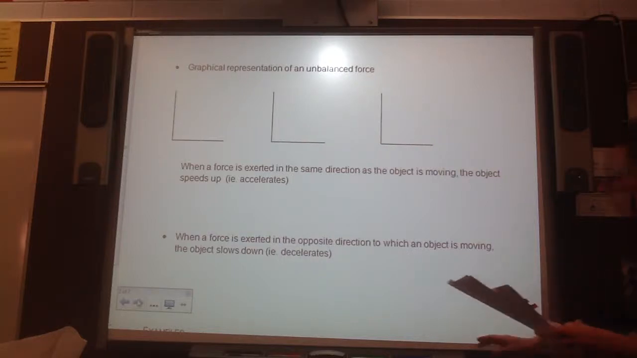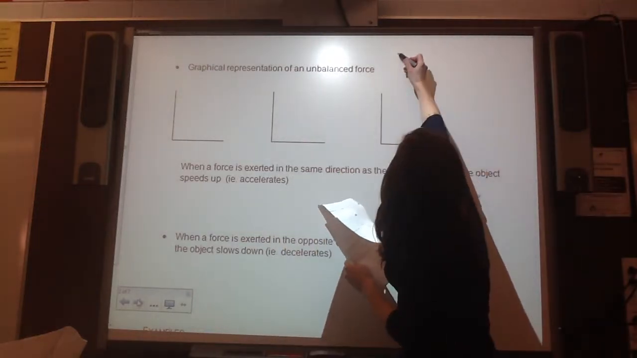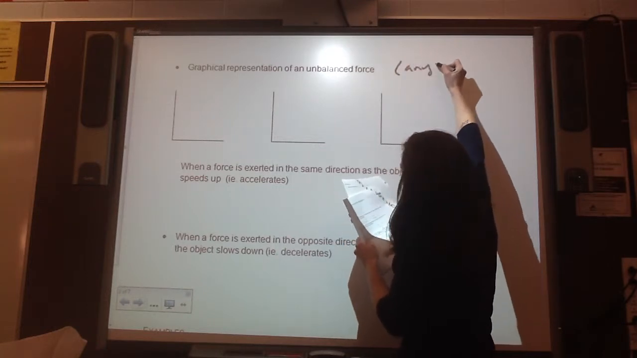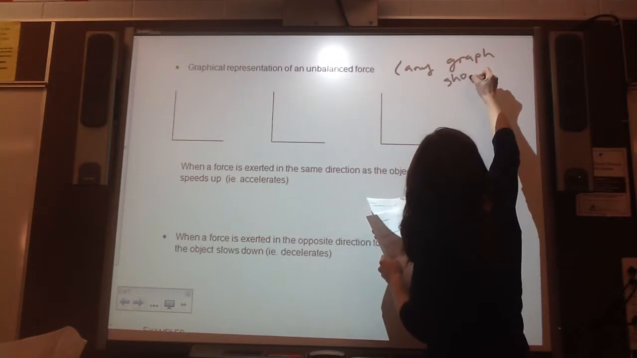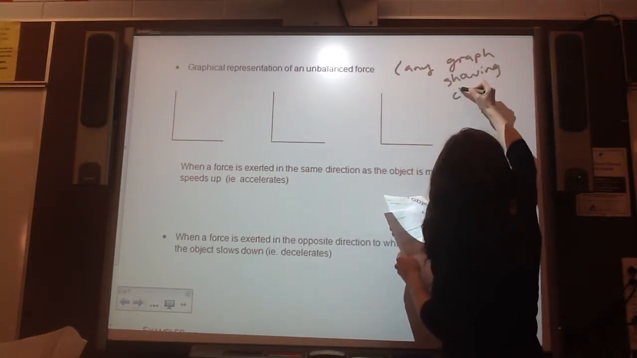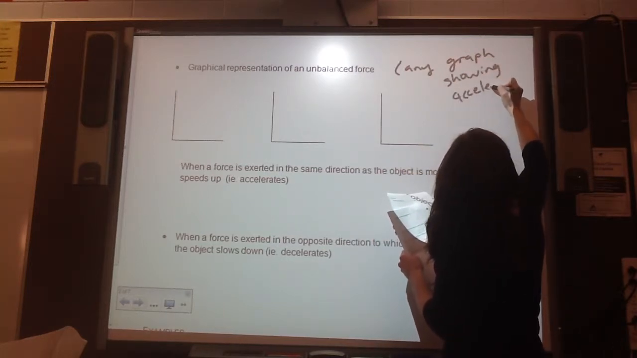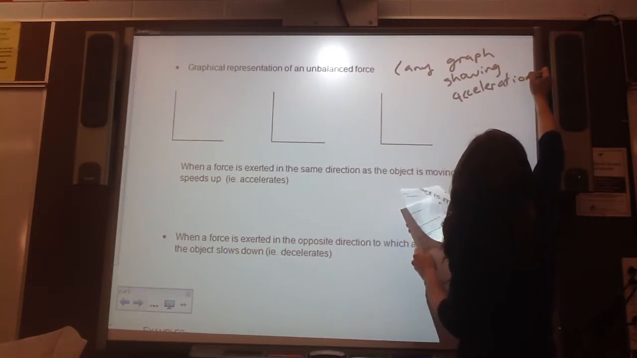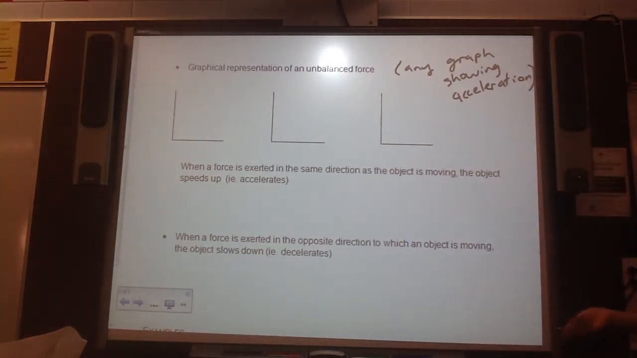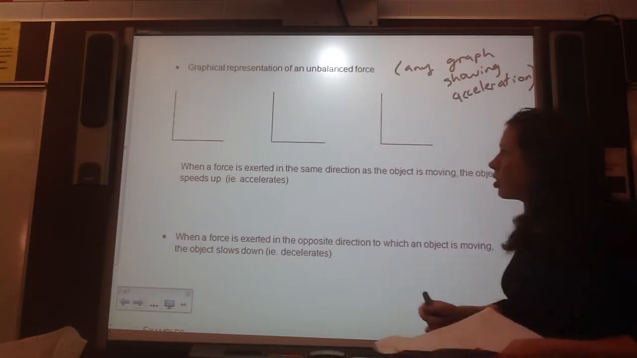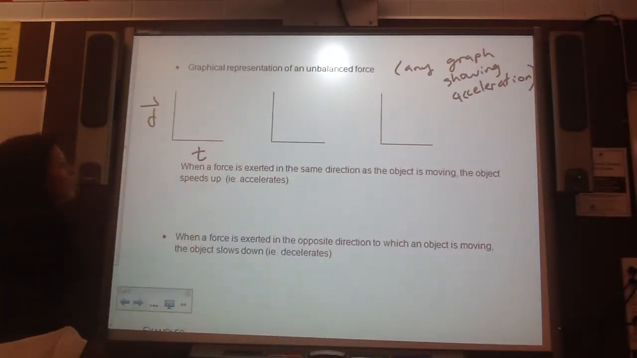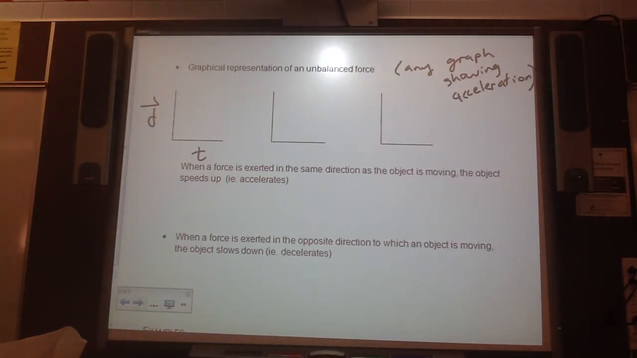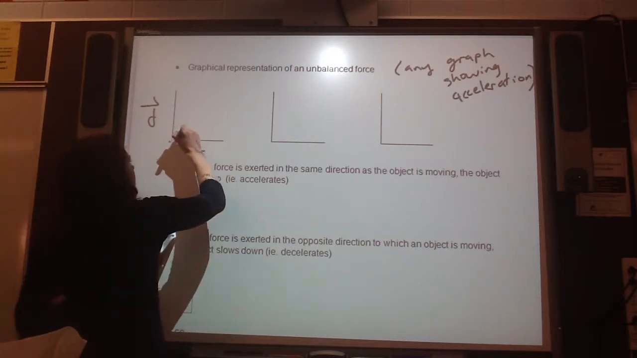So any unbalanced force, this is showing any graph showing acceleration, because an object is being moved. So let's look at, say, a d-t graph. On a d-t graph, what does acceleration look like? Looks like a J.